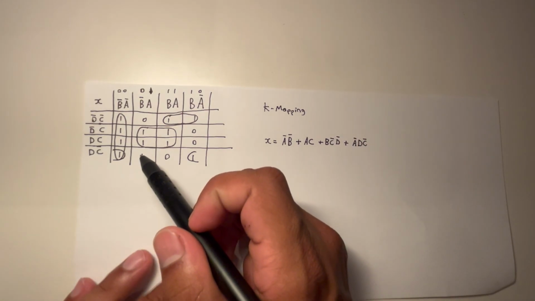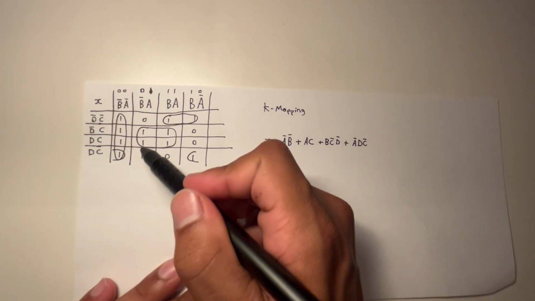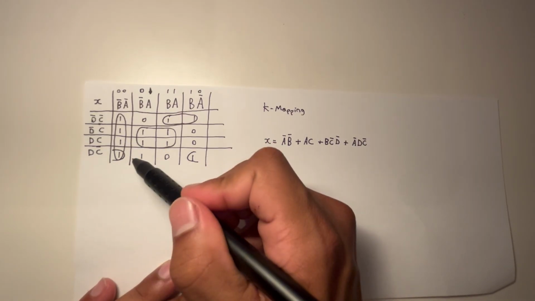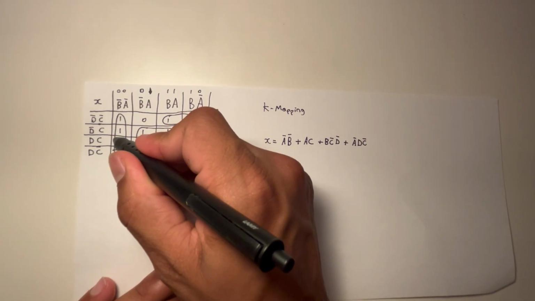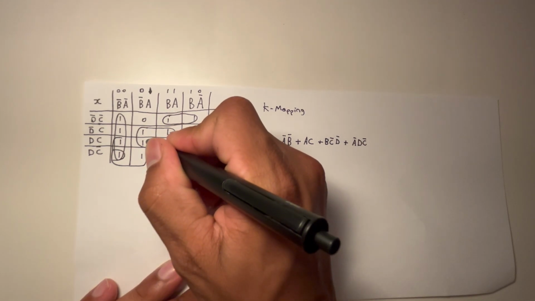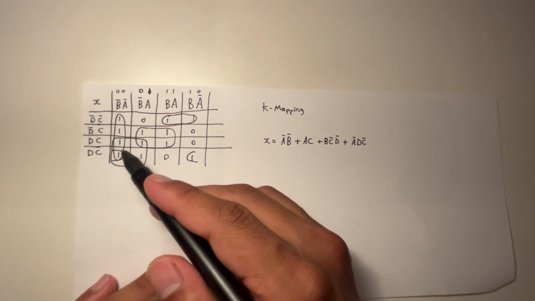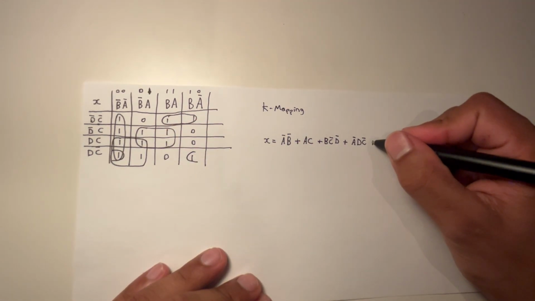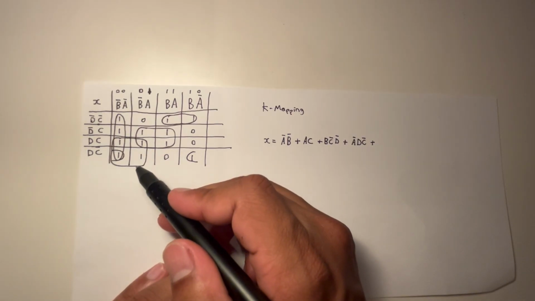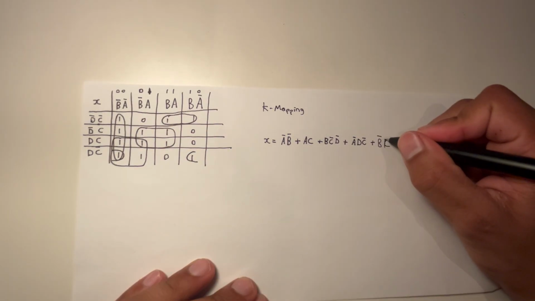Finally, there's this last one, and while we could group it in a group of 2 like this, it's more efficient to group it in a group of 4 because then we only have two literals. So that term would be B'D.